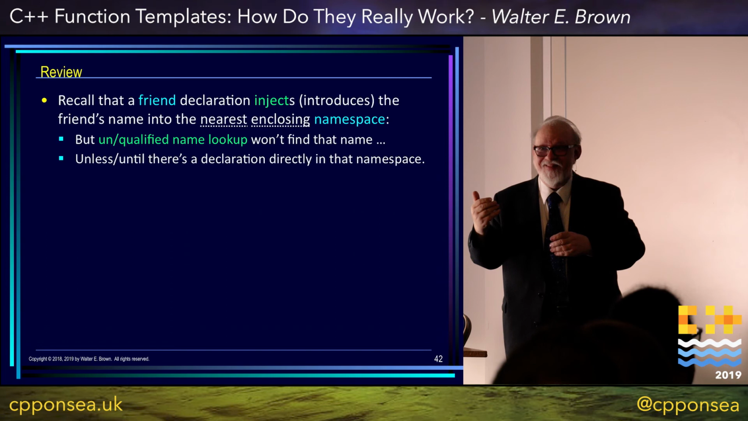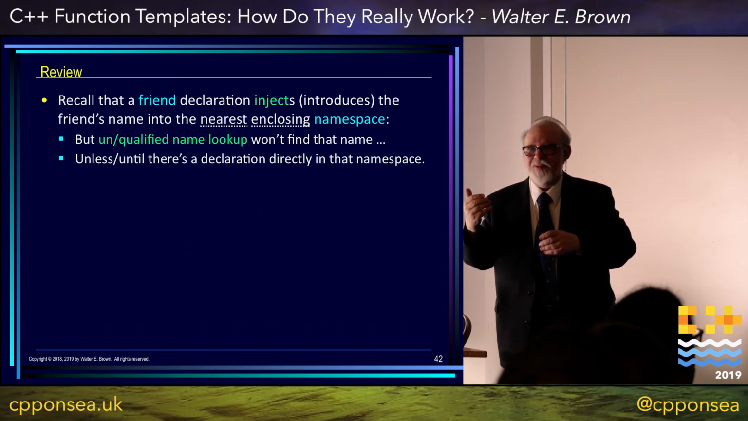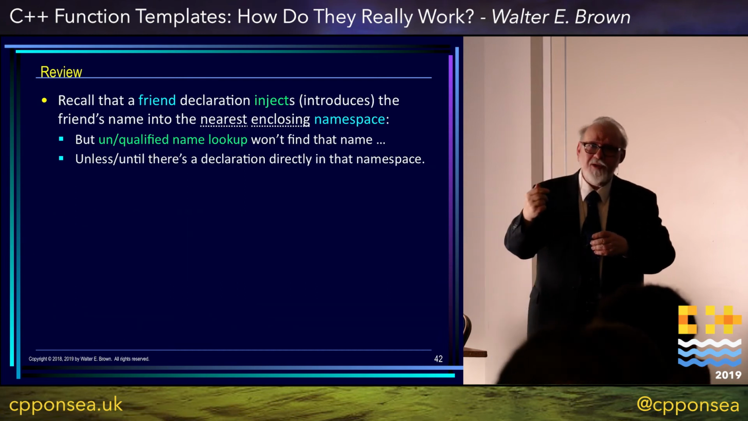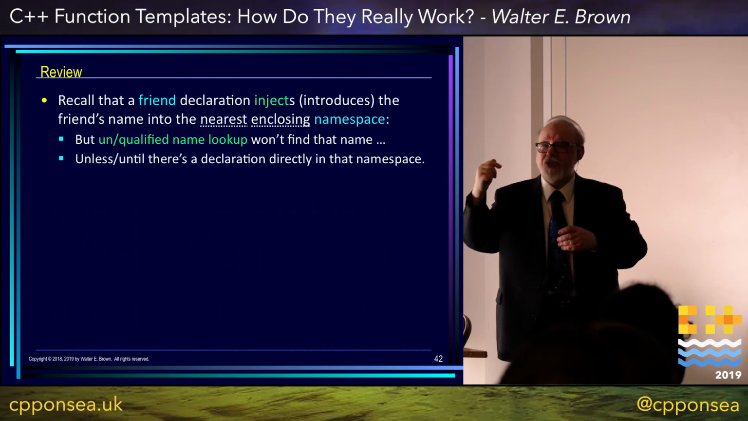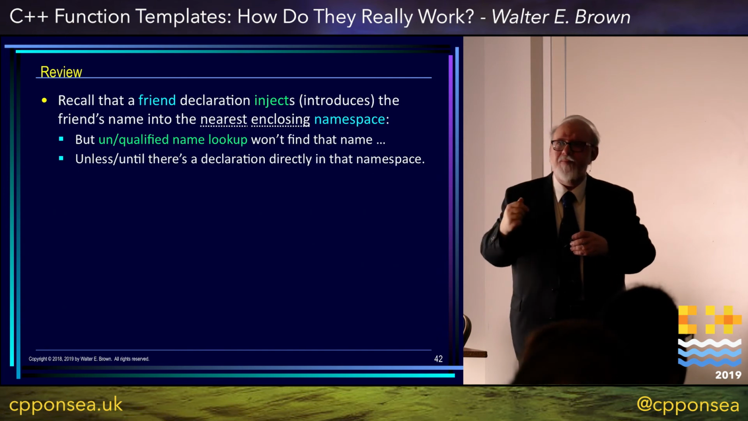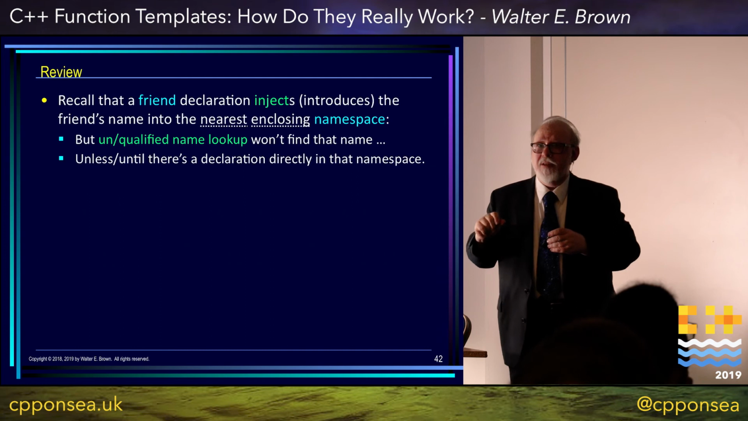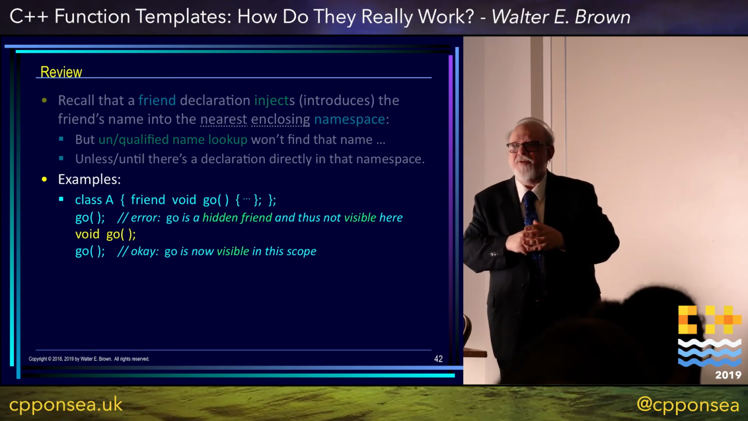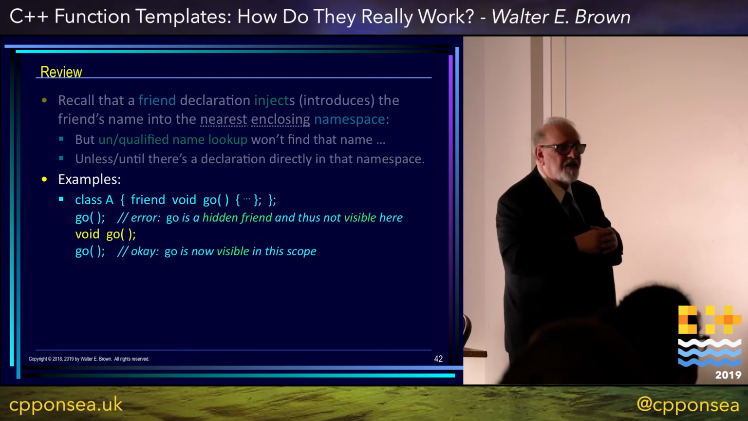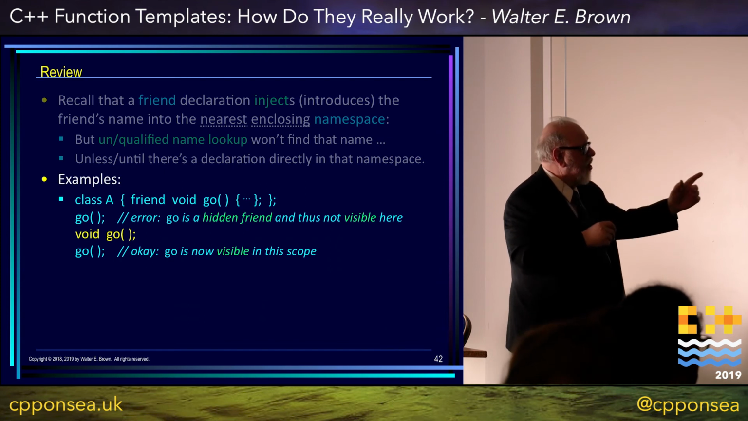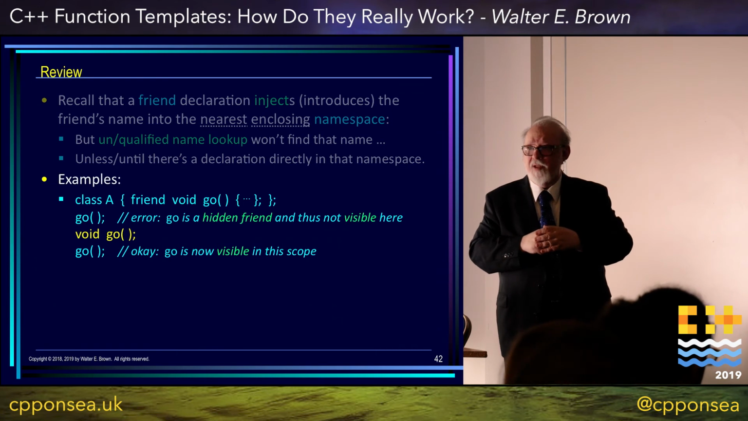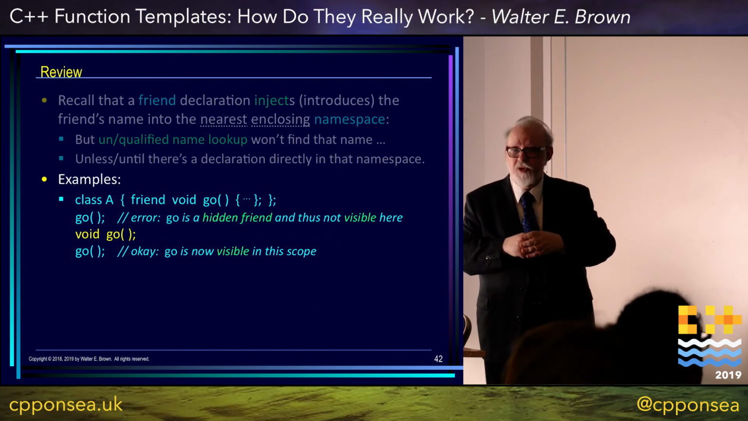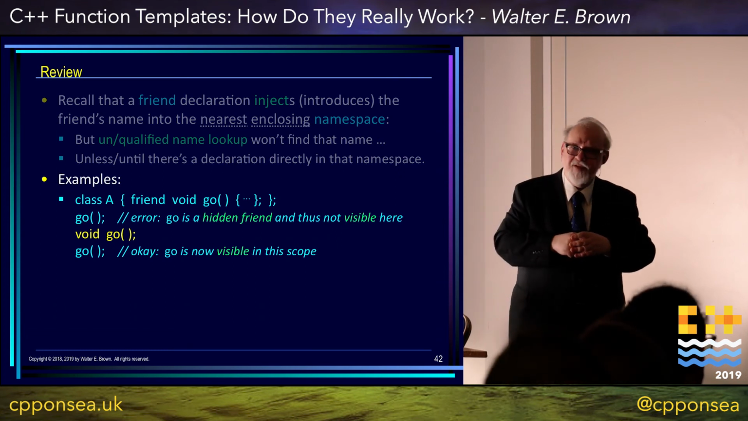But it's not visible. Okay? Yes, this is a little bit out of the ordinary. But that's what friendship really means. If you want it to be visible, you need a declaration in that namespace. The friendship declaration by itself does not make it visible. So if all you have is a friend declaration, ordinary name lookup will not find it. Some people refer to that as a hidden friend. Class A declares a friend function go. You try to call it, will not compile. It's not visible. If you declare it in the right namespace, now you can make the call, it is visible, and it'll work. But until you have that declaration, it's not visible.